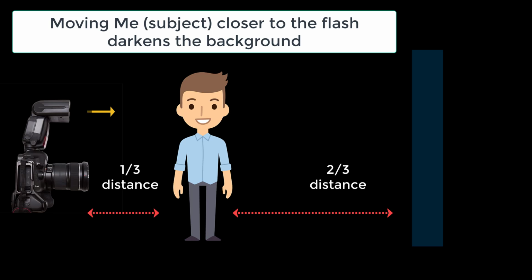Tip number 1. Moving me closer to the flash darkens the background.